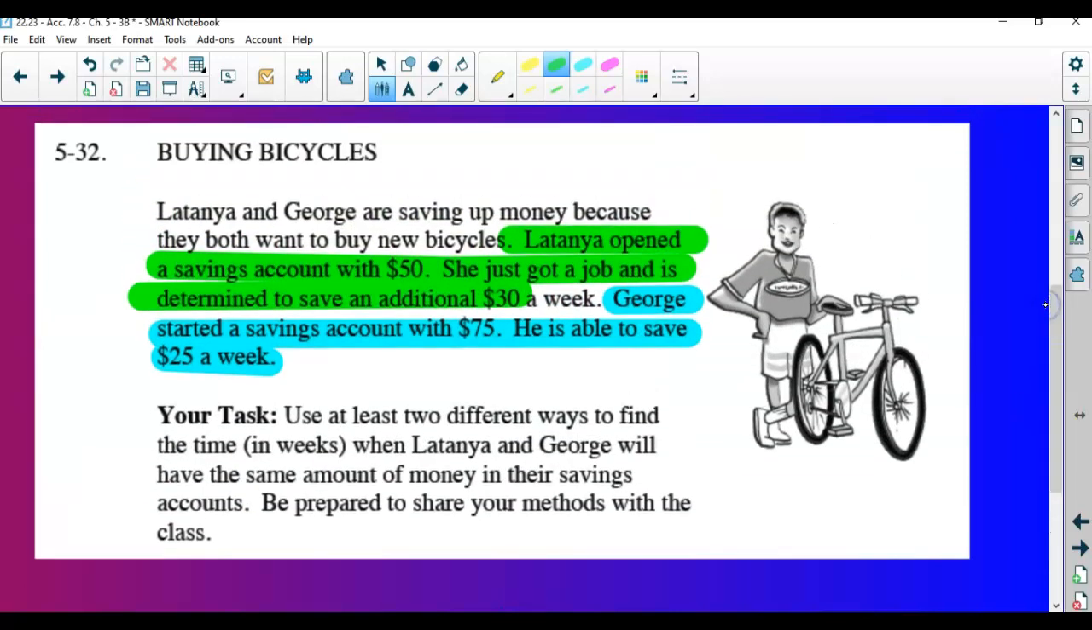So, here's some info about Latanya and George. And I want you and your partner to start discussing how can they know when they will be ready to buy their bicycles. We know what they have right now, we know what they're saving, but can you figure out how many weeks it will take them to save up to be able to buy their bikes?